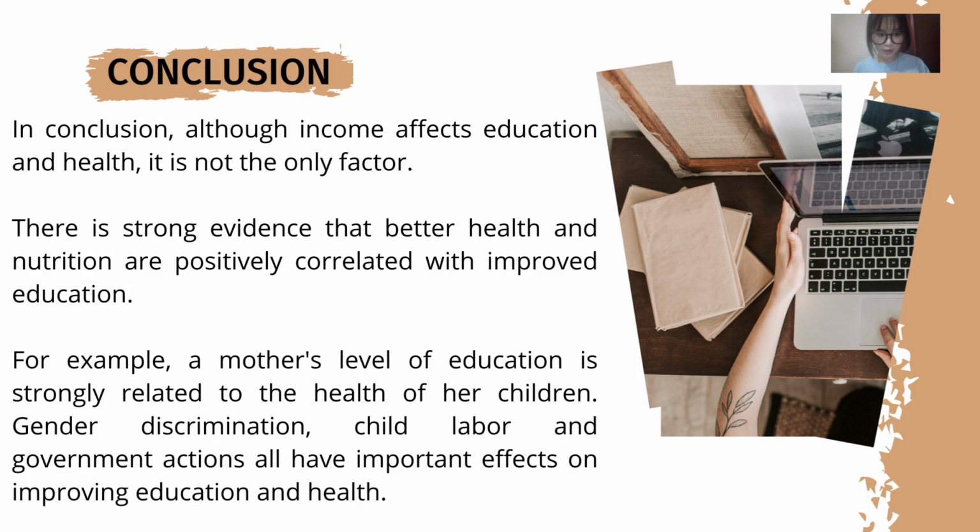In conclusion, although income affects education and health, it is not the only factor. There is strong evidence that better health and nutrition are positively correlated with improved education. For example, a mother's level of education is strongly related to the health of her children. Gender discrimination, child labor, and government actions all have important effects on improving education and health.